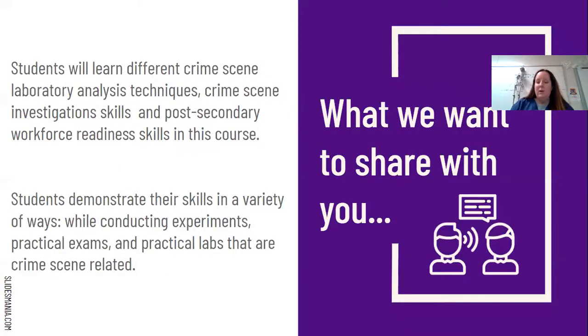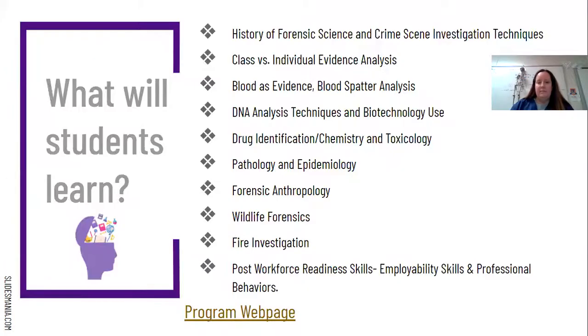So in this class, we are the laboratory analysis and crime scene investigation side of forensics, and then criminal justice, the other program, covers the law and policing side. So we are the science-oriented laboratory skills. We go through practicals. We have crime scene related experiments that we do as well in this class.